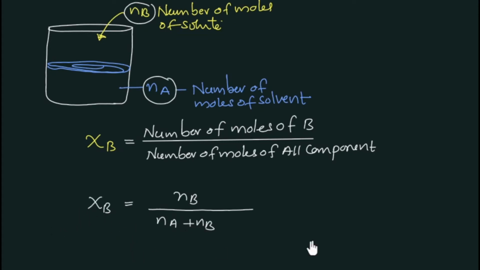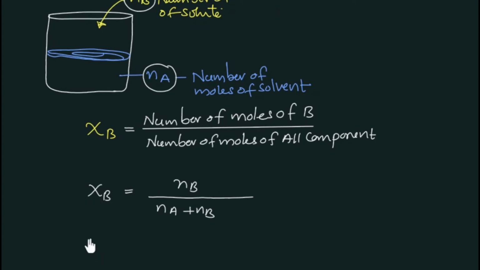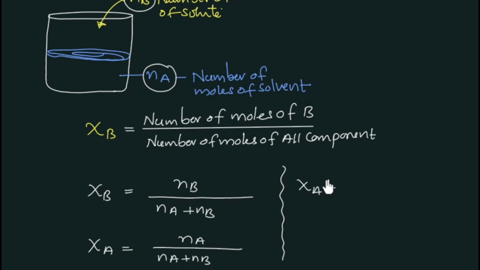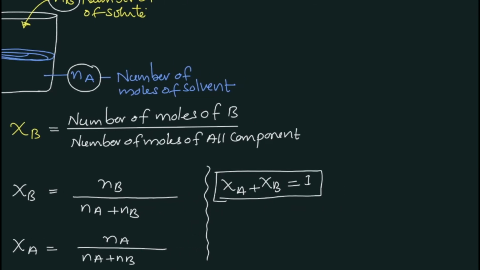In the same way we can write the mole fraction for the solvent: the mole fraction of solvent equals number of moles of solvent A divided by number of moles of all the components, that is Na plus Nb. But a very interesting fact is that the sum of the mole fraction of A and the mole fraction of B is always equal to 1. This we have to remember. It's not only for two components, it is applicable for all the components present in a solution. Let's understand this with an example.